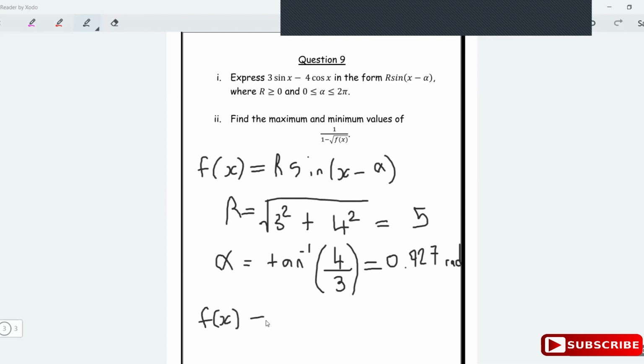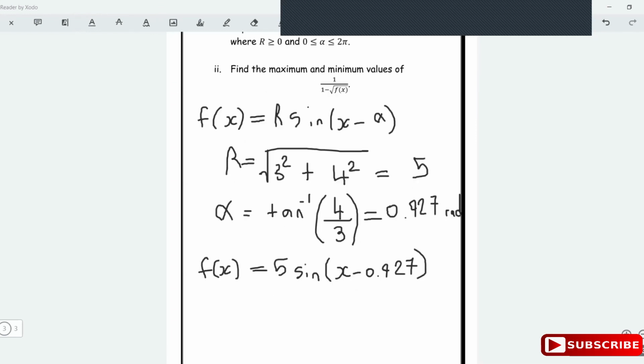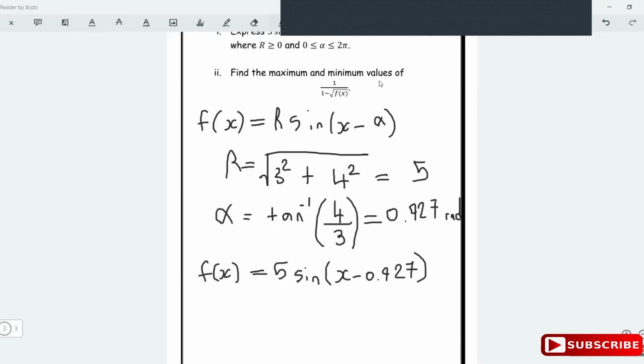is equal to r, which is 5, sine of (x minus alpha). So in brackets, it is 5 sine (x minus 0.927). That is f of x. Since this is f of x now, the next part of the question says, find the maximum and minimum value of f of x. So we're going to do that now.